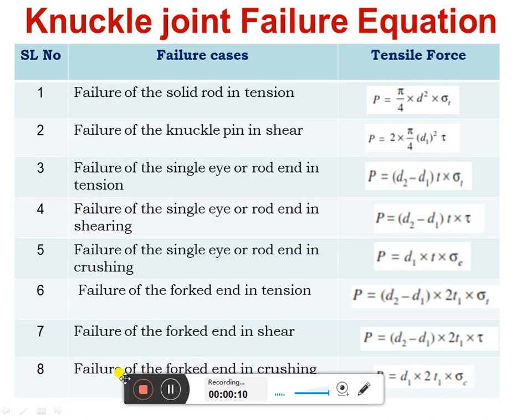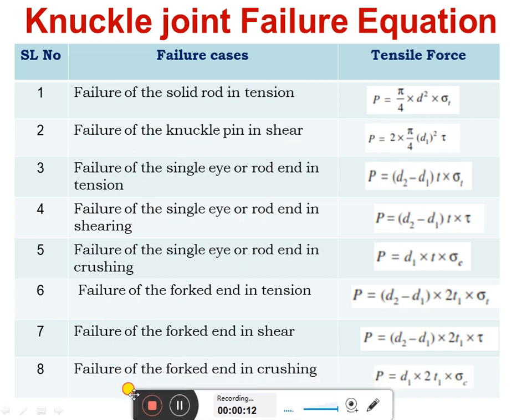So these are the formulas used in the knuckle joint. We already discussed in the previous session the procedure for how to solve the knuckle joint. In this session we are going to discuss a problem on knuckle joint. These are the failures that occur in the knuckle joint, and these are the forces used in knuckle joints.